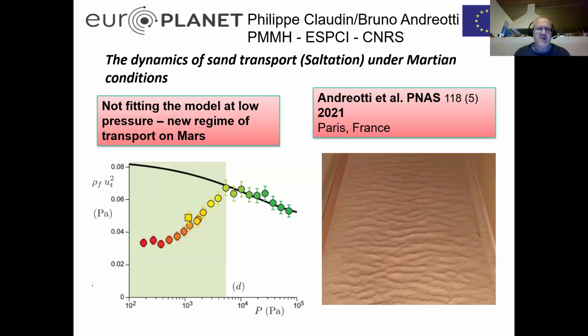So this is the first of the Europlanet networks funded projects. You know Philippe Claudin and Bruno Andreotti. They've been visiting us twice now. This was the first visit. It's been published. If you want to know details about there and other visits, you should really ask the actual authors.